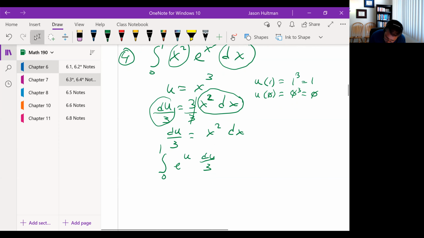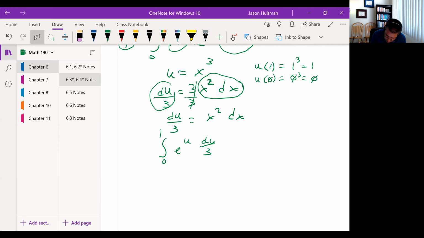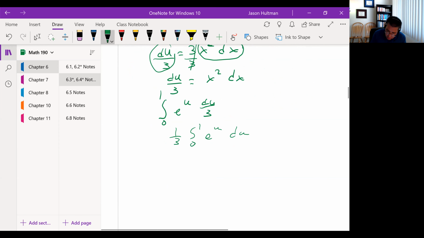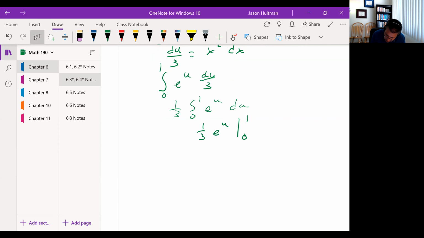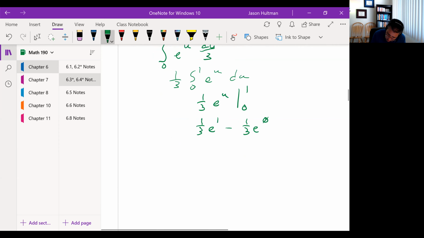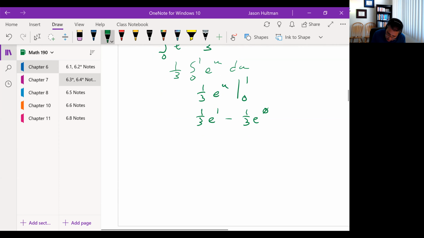Okay, and so we get e to the u. I'm going to pull that 1/3 out in front: 1/3 integral from 0 to 1 of e to the u du. But what did we say was the integral of e to the u? Wasn't it just e to the u? Well, sure. e to the x is e to the x. e to the u is e to the u. So this is just going to be 1/3 e to the u evaluated from 0 to 1, which is just going to be 1/3 e to the 1 minus 1/3 e to the 0. I could factor out that 1/3 if I really wanted to.